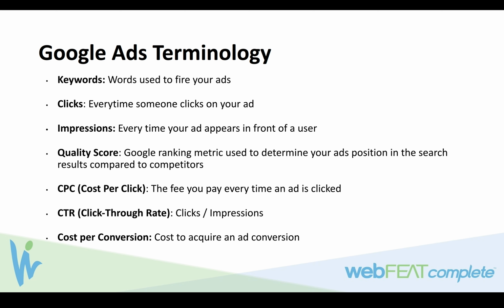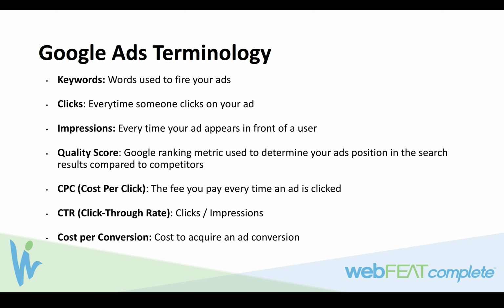And then you have quality score, which is an important Google ranking metric used to determine your ad's position in the search results compared to your competitors. This score ranges from 0 to 10, 10 out of 10 being the best. If your competitor has a score of 9 out of 10 and your quality score is a 6 out of 10, then their ad is probably going to show higher than yours within the Google search results.